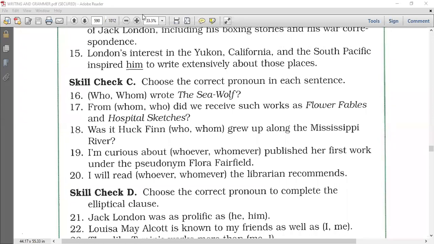16, please. Okay, Ryan, go ahead. Who wrote The Sea Wolf? Number 17. I have Hassan. Okay, Hassan Gouda, go ahead.